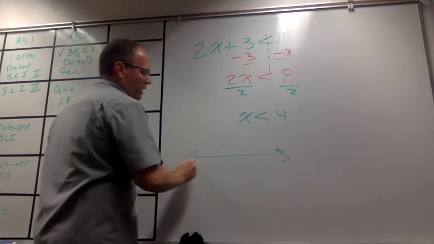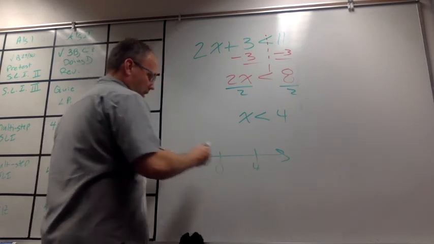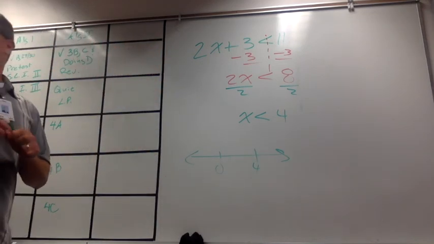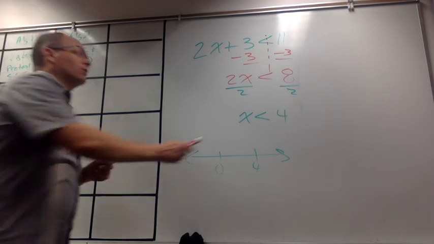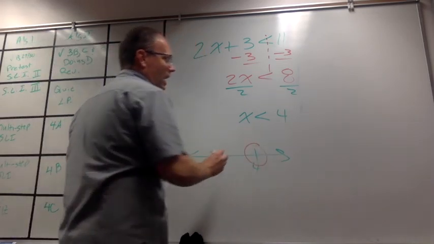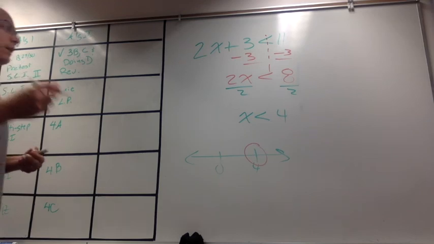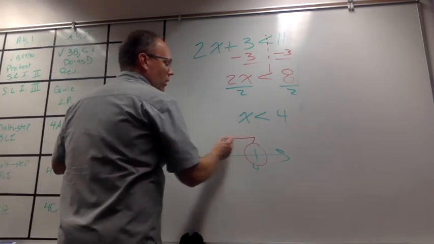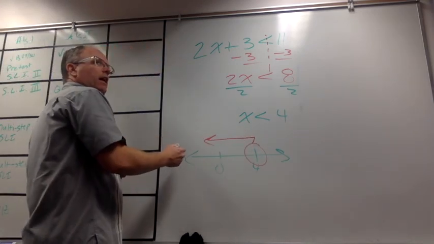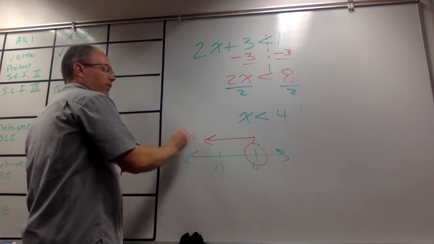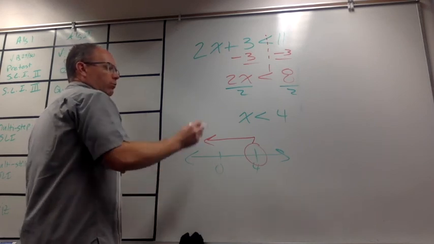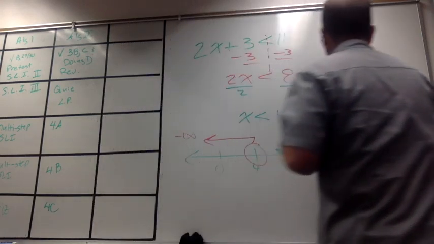Let's put this on a number line. If I have 0 here and I have 4 here, is it an open dot or a closed dot? It's open because I don't have the equal sign. I have an open dot. I want values that are less than 4. What are values less than 4? 3, 1, 11, negative 22. All right, so we're going this way. So where does this way get to? Negative infinity, right?